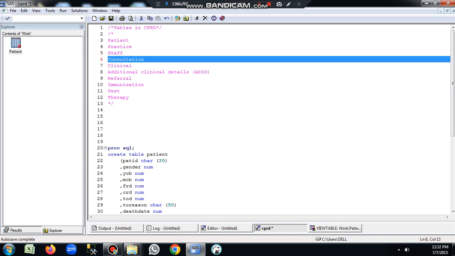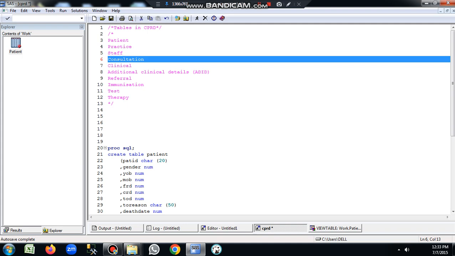Consultation. This file is related to the type of consultation, and a consultation can be linked to events that occur as a part of the consultation using the CONSID variable. Basically, it is a linking variable connecting the consultation with the events.